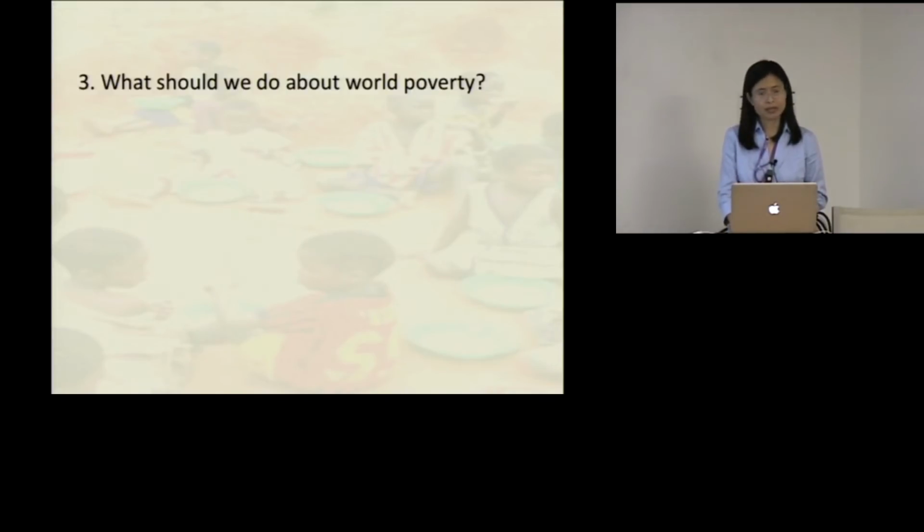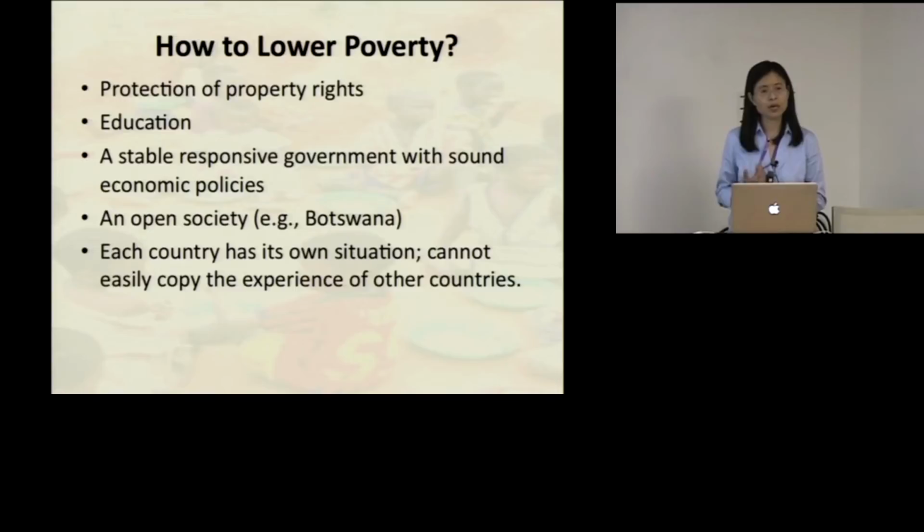Every country is different. You cannot just copy other countries' experience, because each country has different traditions, different institutions, different culture. But there are several general principles that apply to every country. First of all, if you want to have economic growth, you need to protect property rights, including intellectual property rights of people, because entrepreneurship and innovation are the engines of economic growth. If you don't protect people's property rights, then nobody is willing to invest. You would not have entrepreneurship.